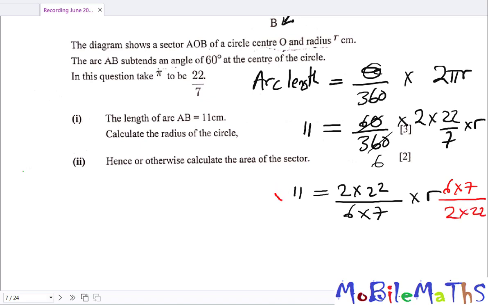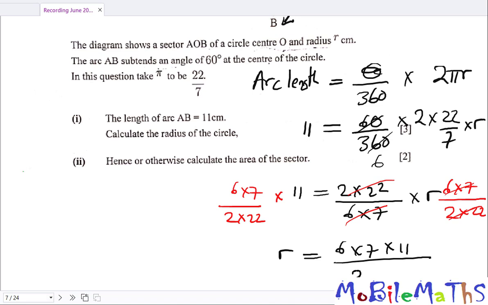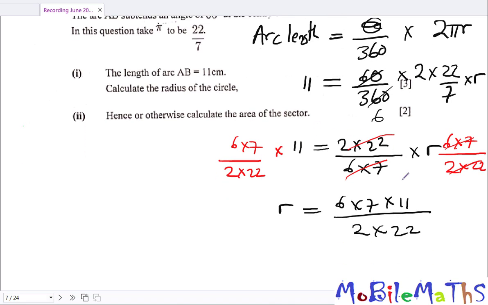Okay, then I do the same here, 6/7 over 2/22, like that, such that this side they cancel off. That's basically what I'm trying to do, so that when you are punching in your calculator, it's easy. So we have our r is equal to 6/7 by this 11 divided by 2/22. Okay, so you can even simplify further.